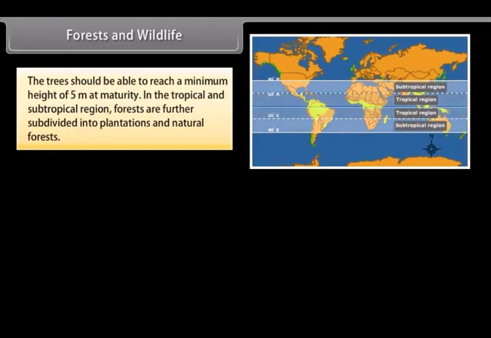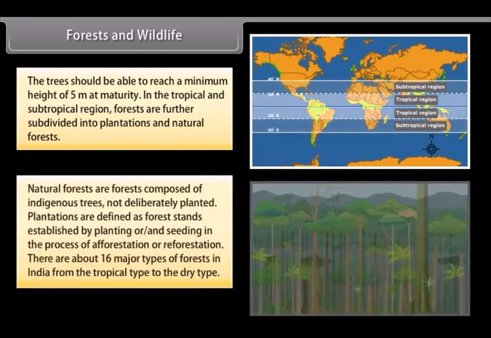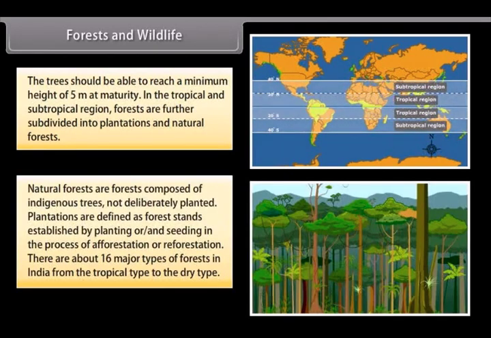In the tropical and subtropical region, forests are further subdivided into plantations and natural forests. Natural forests are forests composed of indigenous trees not deliberately planted. Plantations are defined as forest stands established by planting and seeding in the process of afforestation or reforestation. There are about 16 major types of forests in India, from the tropical type to the dry type.